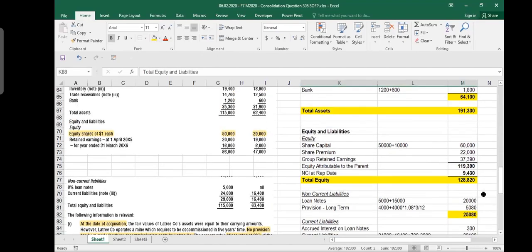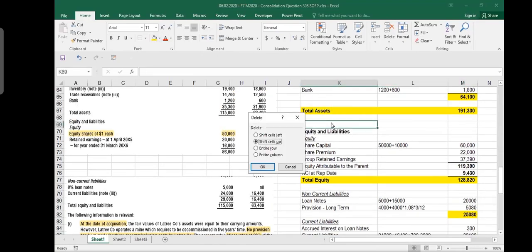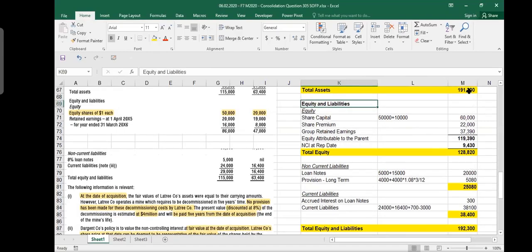Now if you see what the total assets were, I see some difference. I just noticed, we've got here 191,300 on total assets and 192,300 on total liabilities and equity. So the balance sheet is not becoming equal. It looks like there is a 1,000 difference, which is actually not 1,000, which is 1 million. Let me see what we did.